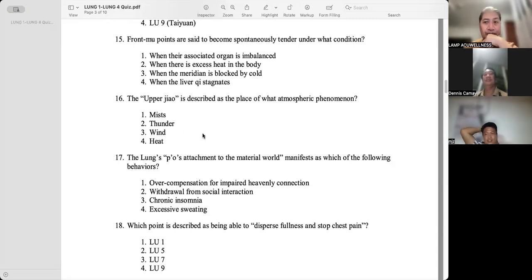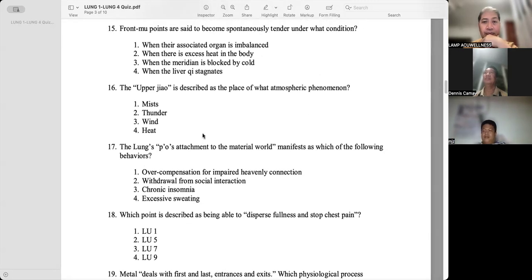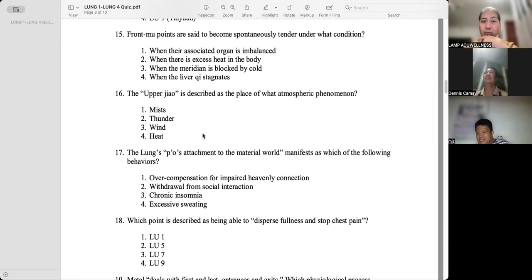Okay, let's continue. Number 16, upper jiao. Number 15. Front mu points are said to become spontaneously tender under what condition? When their associated organs are imbalanced.